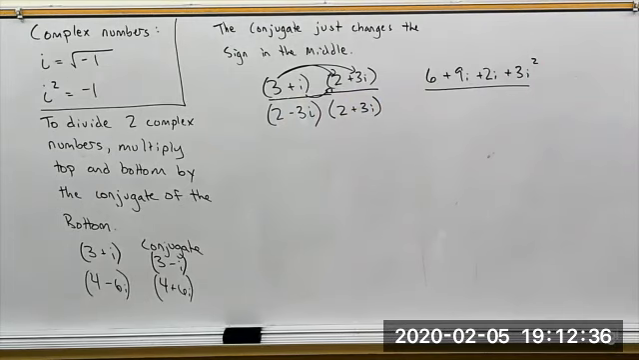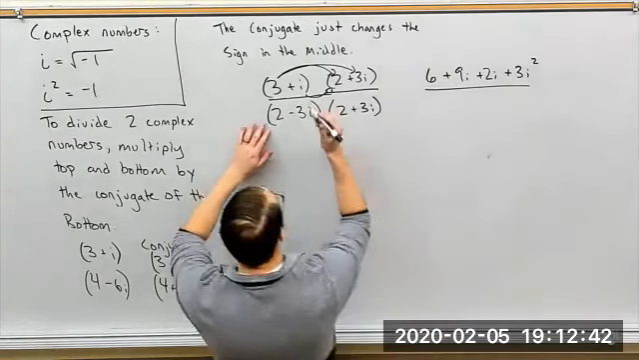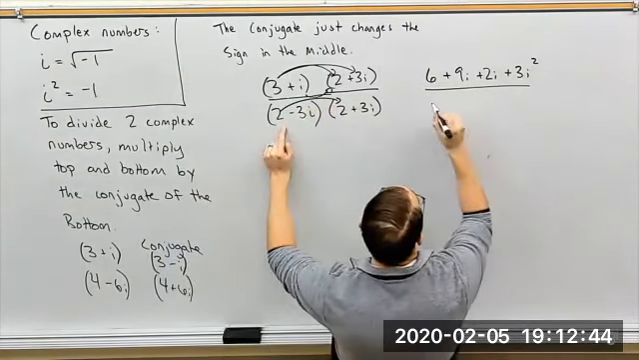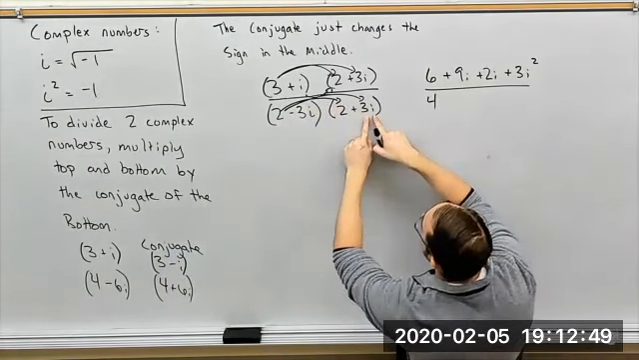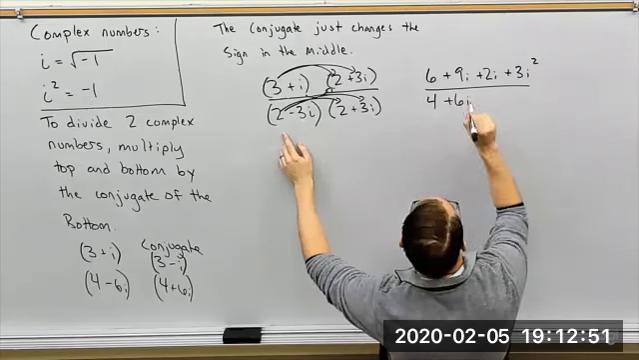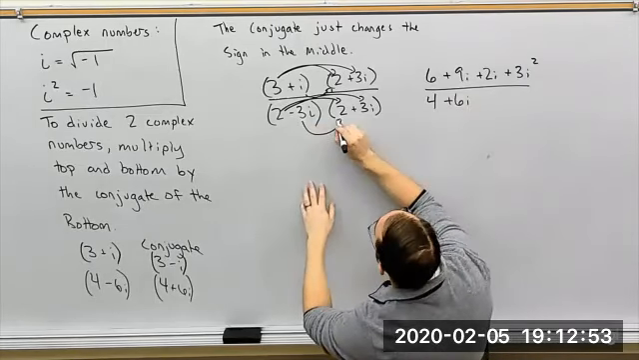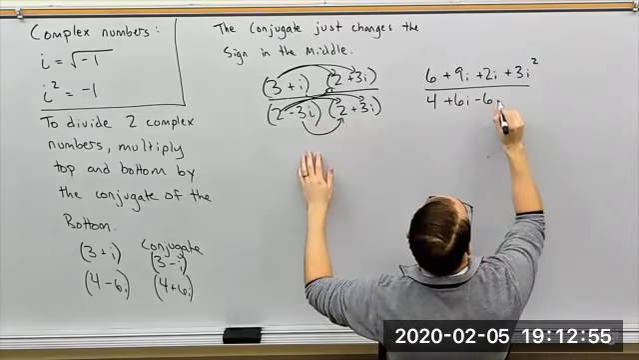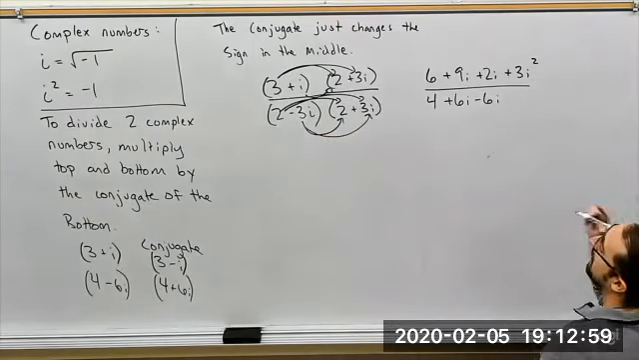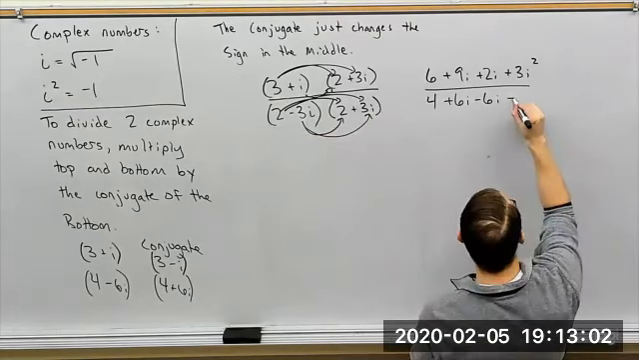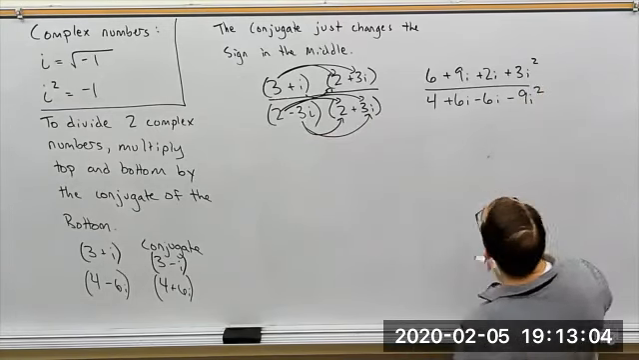All right, and on the bottom, you could remember it's a difference of squares. I hate remembering stuff, so I'm just going to distribute. 2 times 2 is 4. 2 times 3i is 6i, so it's plus 6i. Negative 3i times 2 is negative 6i. And then negative 3i times positive 3i is going to be negative 9i squared.